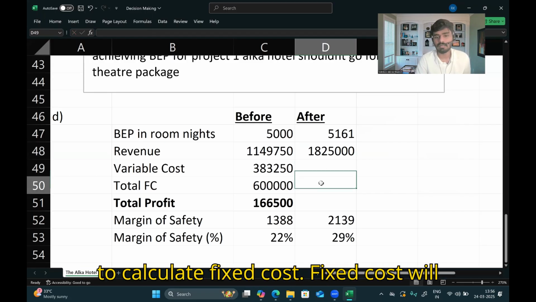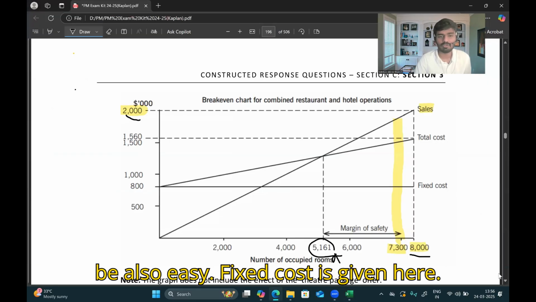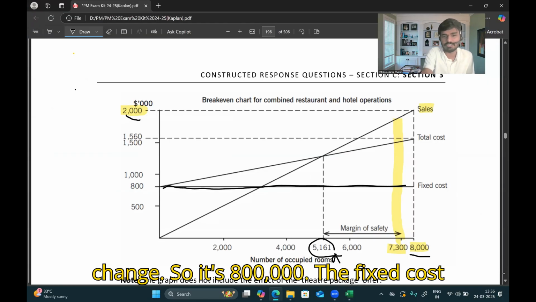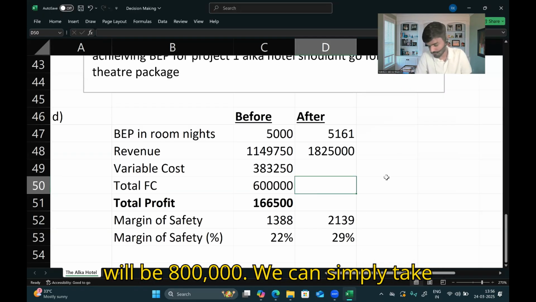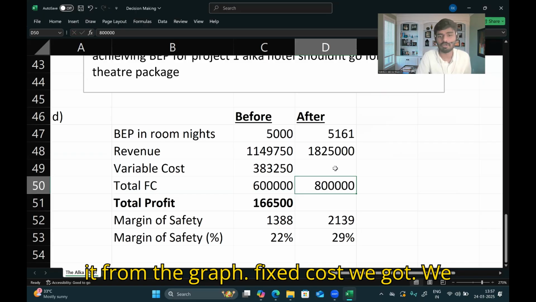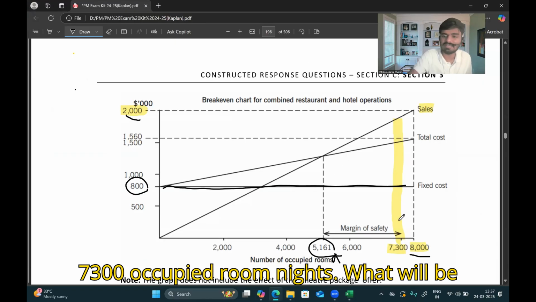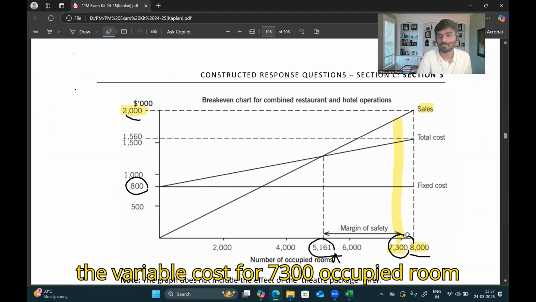So we need to calculate the fixed cost. Fixed cost will also be easy. Fixed cost is given here. It's a straight line, fixed cost won't change. So the fixed cost will be 800,000. We can simply take it from the graph. Okay, fixed cost we got. We need to calculate the variable cost for 7,300 occupied room nights. What will be the variable cost for 7,300 occupied room nights?